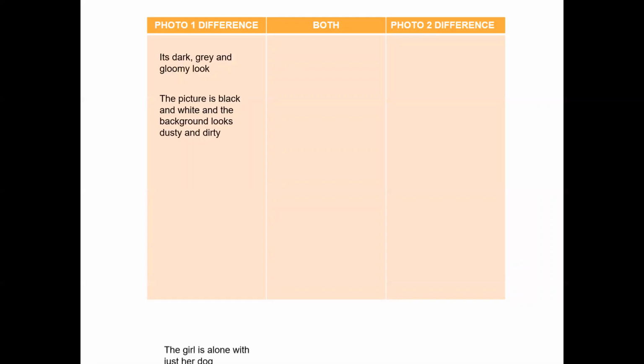All right, so let's talk about it. One thing that we see in the photo to the left is that it's dark, it's gray, and it's got a gloomy look to it, right? It's not as colorful. We also see that the picture is black and white, and the background looks a little dusty and dirty, right? It kind of looks like they're on an old dusty farm, okay? The farm doesn't necessarily look functional, so to speak. The girl is alone, and she's just with her dog.